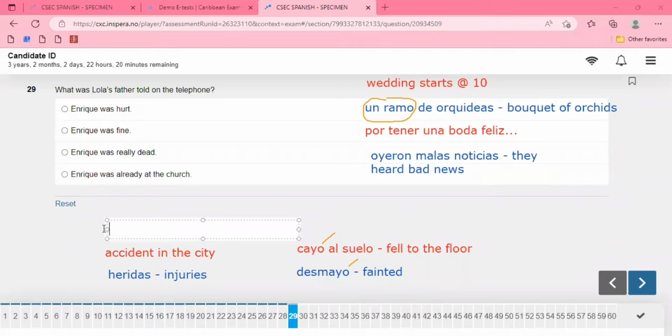We also heard that Enrique, el novio de Lola, was actually fine. He was healthy, saludable. He was fine, and then Lola was happy because she knew that it would be the best day of her life. So there was a mistake essentially with the news, and Enrique was fine. So our best option would be that Enrique was fine.